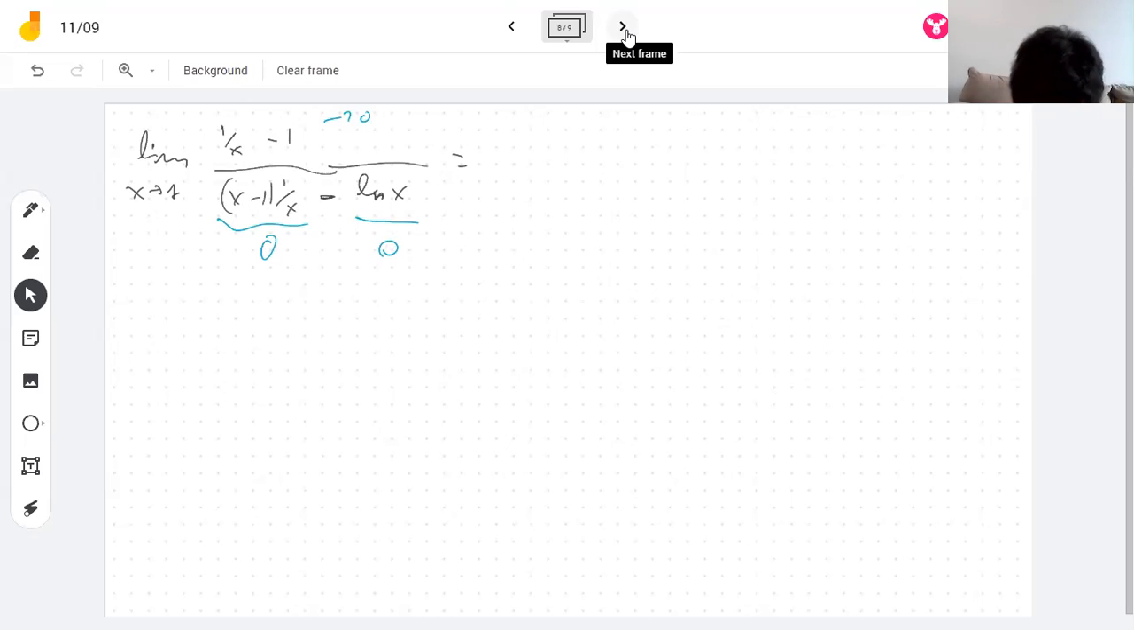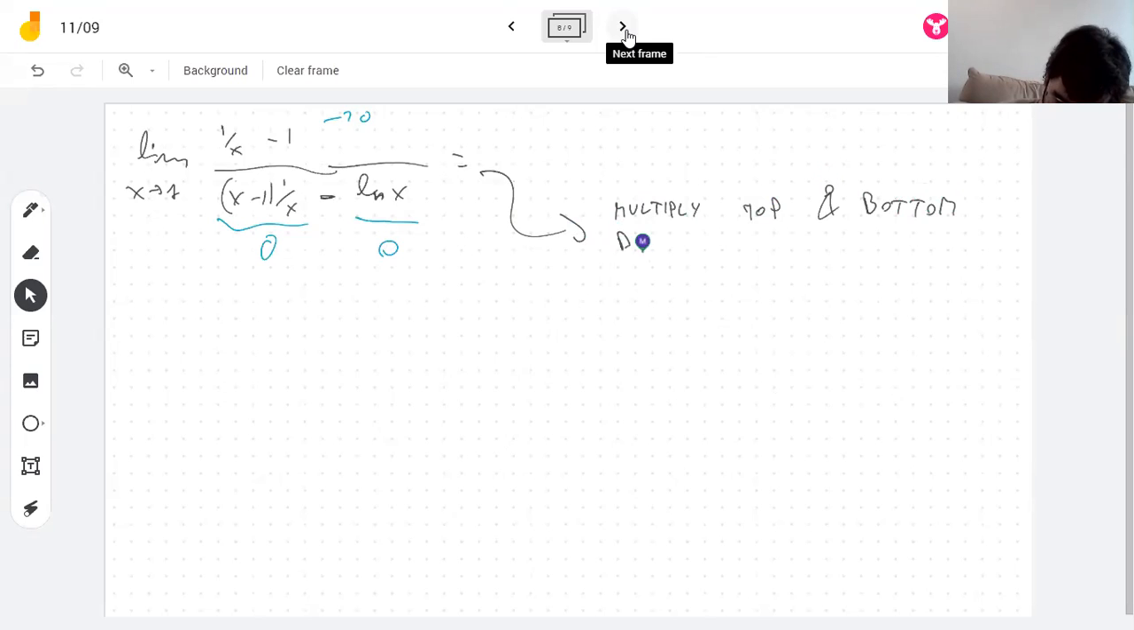And I'm not going to have time. But that's fine, there are plenty of examples. So what I should do is multiply the top and bottom by x to get rid of that annoying denominator, and use L'Hopital again, and then it's going to work.